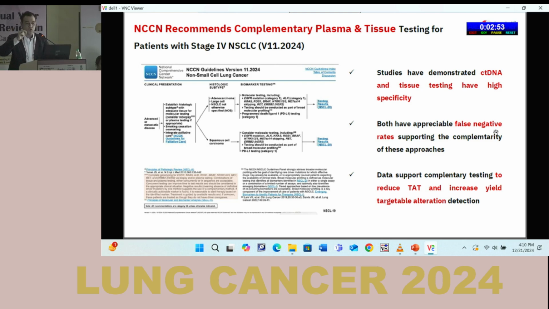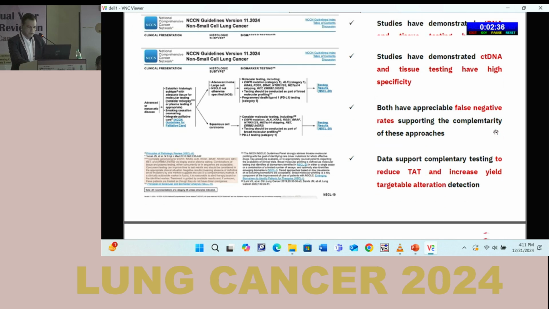Of course, there are also false negative results that you can see in the liquid biopsy, but that's what we know today. If liquid biopsy is negative, that doesn't mean the patient is negative for that. We have not detected it. Therefore, we may have to do a tissue biopsy. And of course, we are seeing improved TAT and other important factors.